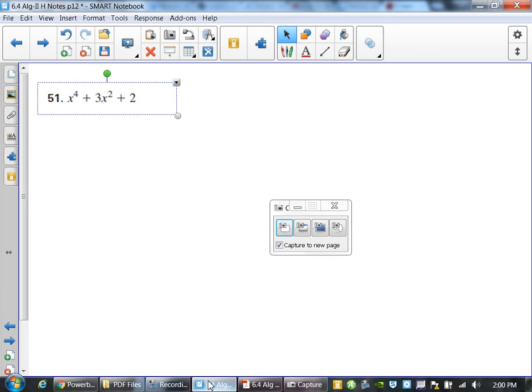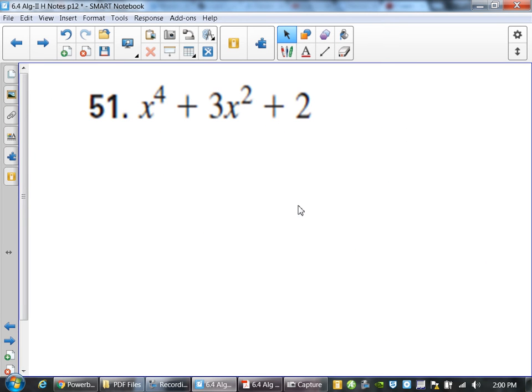Remember, when you are factoring stuff like this, watch the degrees. In this case, when you have 3 terms and the degrees are getting cut in half each time, treat it like you would a quadratic. What times what is 2, and you add together to get 3?